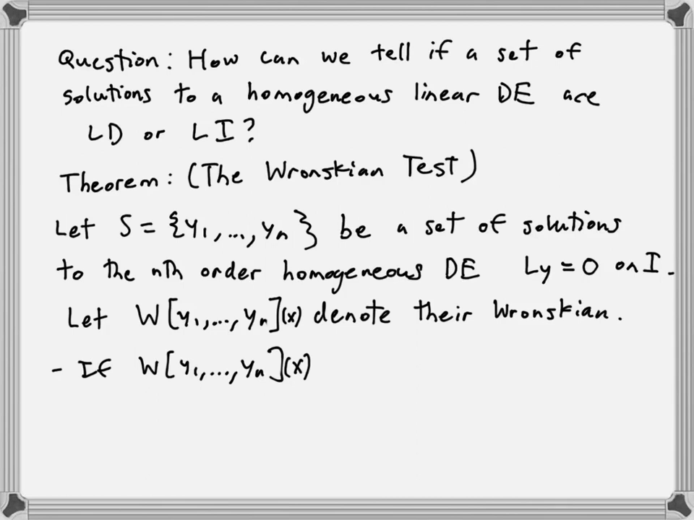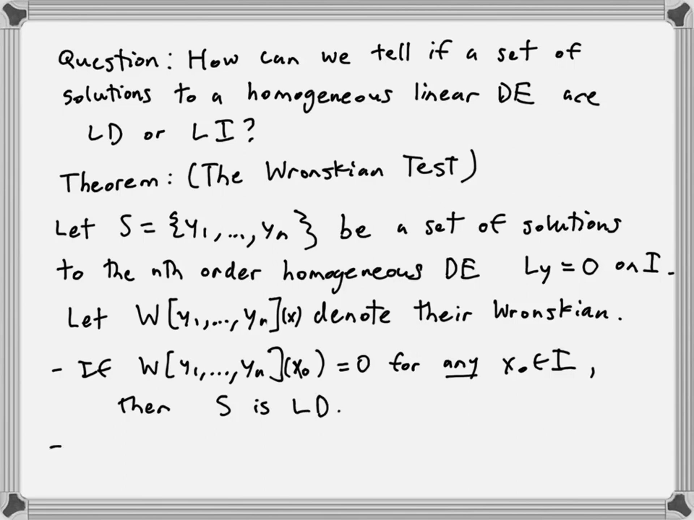So if this guy, the Wronskian, at a point x naught is equal to 0 anywhere, or let me just say this, for any x naught in I, then S is linearly dependent.